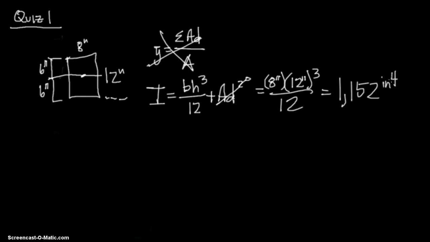Let's see if that's correct, or if one of the answers matches. D, 1,152 inches to the fourth. And that is your answer. Thank you for going through quiz 1 with me. We'll go ahead and move on to section 2, or lesson 2, I guess it is, beams and columns.